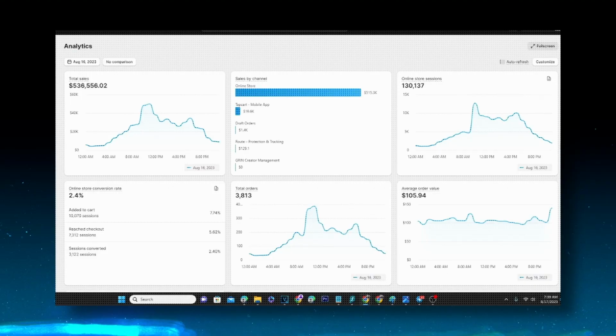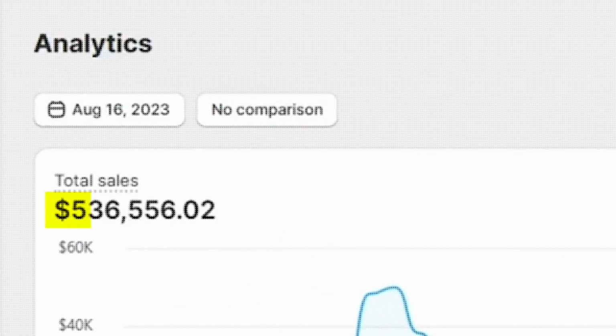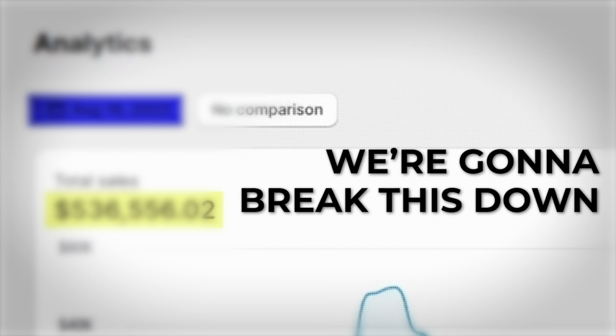So as you guys can see right here, I am going to refresh it really quickly. You can see over $500,000 on the day. So we're gonna break this down very hard.